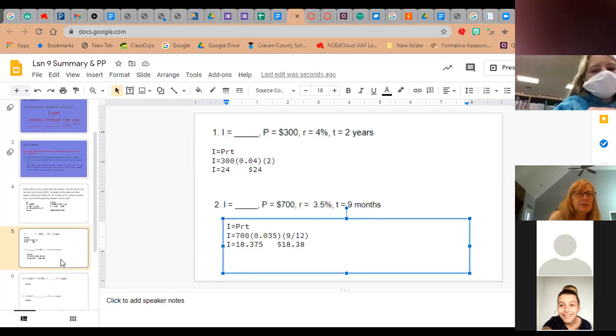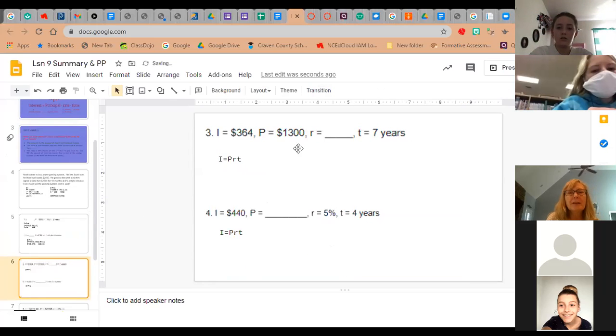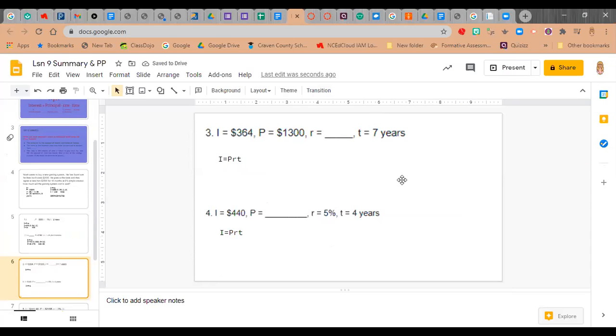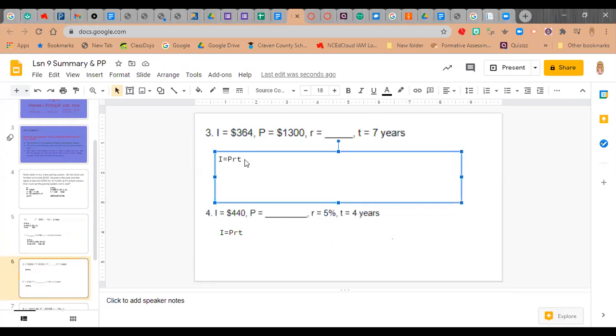All right, well then let's move on to problem number 3. I've got to move this out of the way, I can't see the problem. We're not told the rate this time. So we're going to plug in what we know. We know I is 364. We know the principal is 1,300. We don't know the R, so I'm just going to multiply and leave the R. And then we know it's 7 years, so we can multiply it by 7.